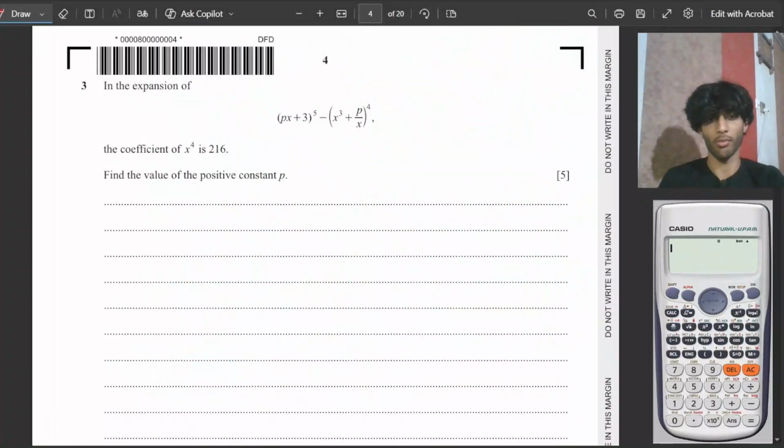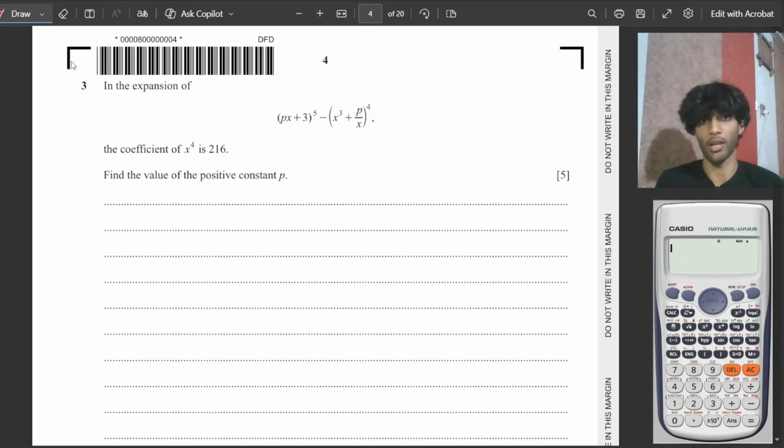Okay, so we're on to question number 3, and it's a binomial expansion problem. It says in the expansion of the first bracket raised to the power 5 minus the second bracket raised to the power 4, the coefficient, so we expand these things, we solve them out, we get a term that is x raised to the power 4. They're saying the coefficient of that term is basically 216.